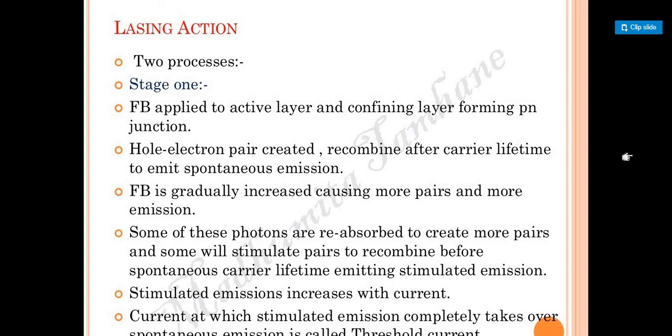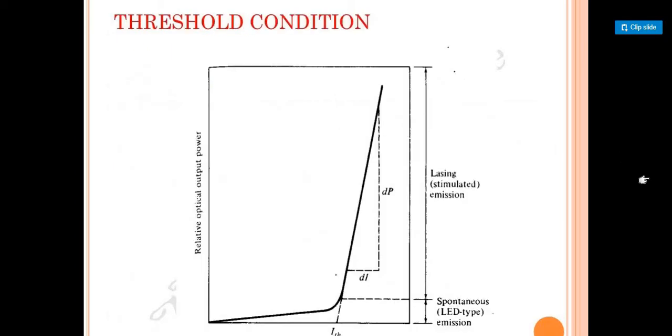Clear? What is the threshold current? At a particular current, when we try to stimulate the emission, the stimulated emission completely takes over the spontaneous emission in the given lasing action, which can be obtained by using our laser. The laser obtains all these actions, and that's the point at which we say stage 1 is obtained and we can find the threshold current.